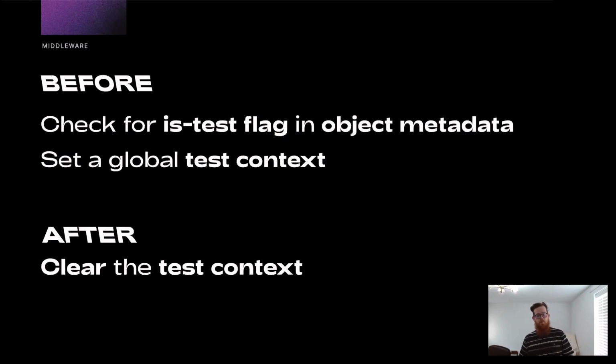And the logic's really simple. So all we had to do in our before phase is check that an is-test flag exists in the object metadata. We then want to set a global test context inside the Lambda runtime so that it knows I'm running as part of a test and can then use that to make decisions. And then once it's finished, we wanted to clear that test context up.